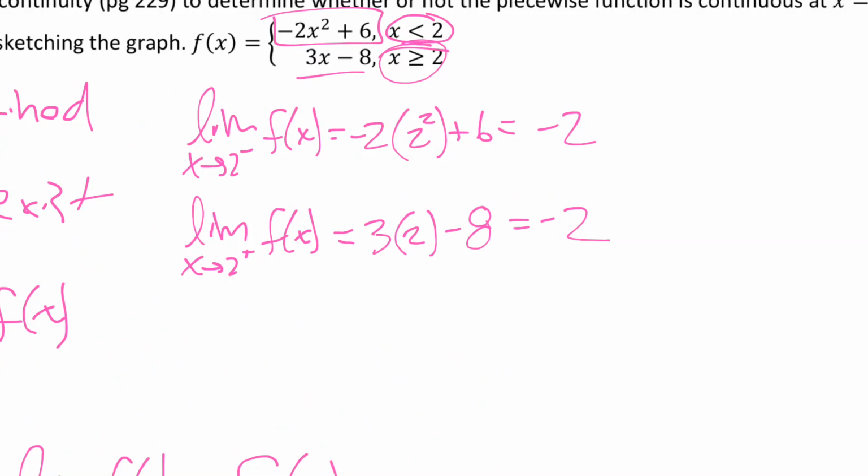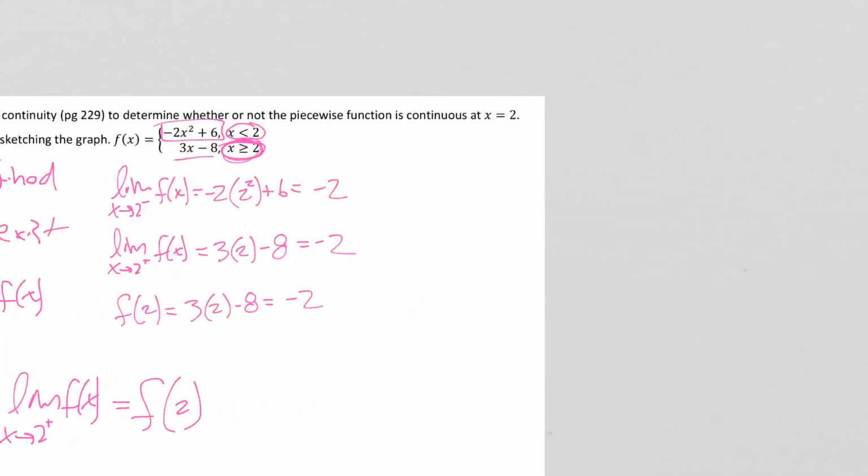And notice that is for x greater than or equal to 2, which means that f of 2 also equals 3 times 2 minus 8. So the limit from the left equals the limit from the right equals the value of the function there. Therefore, this is continuous. So let's sketch a graph.